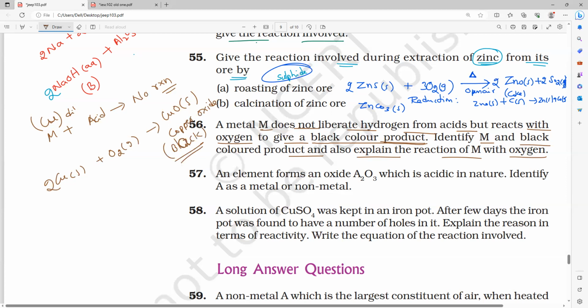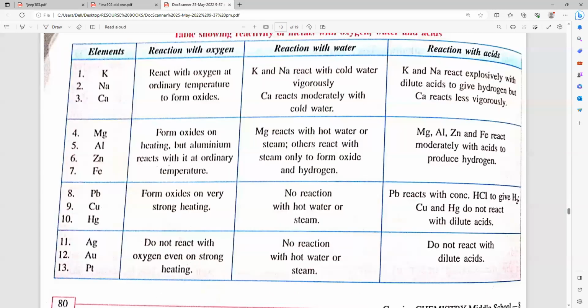So the tabular column, again tabular column. Always tabular column, that's what I will say. If you know the tabular column, you people are very clear. Many times you'll get the answers from it. So copper, check it, everybody. Yes or no? All of you see that. So Pb reacts with what? All of you check it. Lead. Lead reacts with concentrated HCl to give H2. That is also one of the important questions. But you can see copper and Hg, mercury, do not react with the dilute acids.